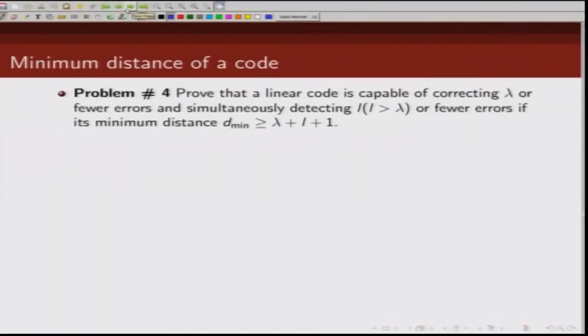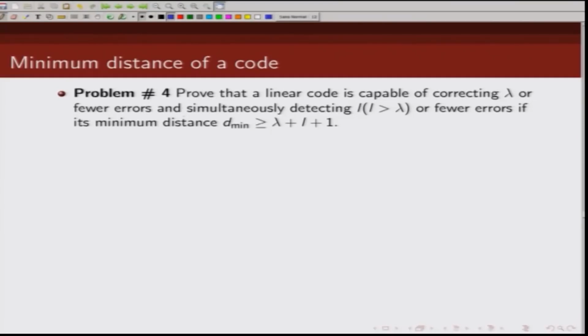The next problem that we are going to solve is as follows. Prove that a linear block code is capable of correcting lambda or fewer errors and simultaneously detecting L, where L is greater than lambda, or fewer errors, if the minimum distance of the code is at least lambda plus L plus 1.